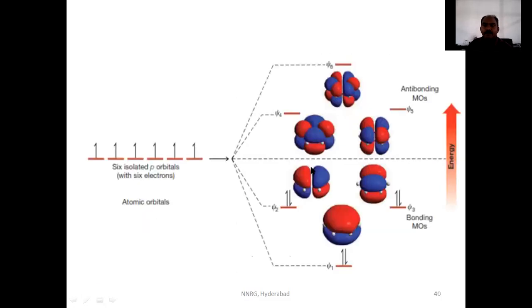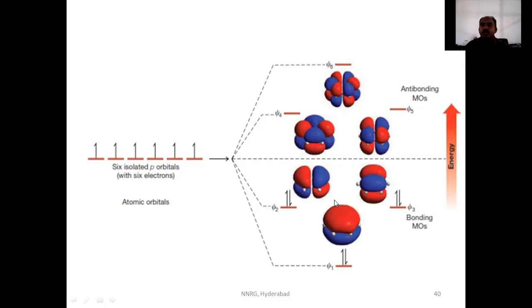If you see another structure, the 6 isolated p orbitals may interact with each other. When they interact, the electron cloud is present above the plane and below the plane. So there is no node, and this has the least energy. But when you come to the second structure, there is one node, formed by the interaction between three p orbitals and three p orbitals. Here also there is one node. These two, psi 2 and psi 3, are at the same energy level, and these are called HOMO, the highest occupied molecular orbital.